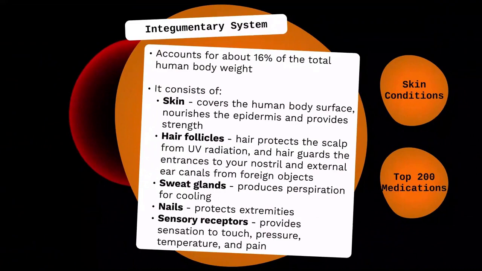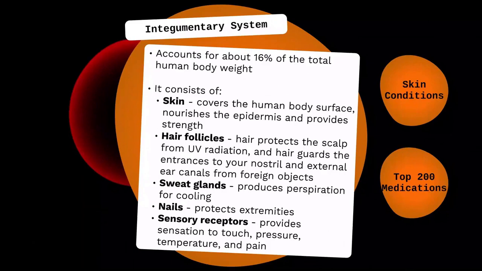We're going to first look at our integumentary system. This accounts for about 16% of the total human body weight and consists of the skin, hair follicles, sweat glands, nails, and sensory receptors. So the skin covers the human body surface, nourishes the epidermis, and provides strength.